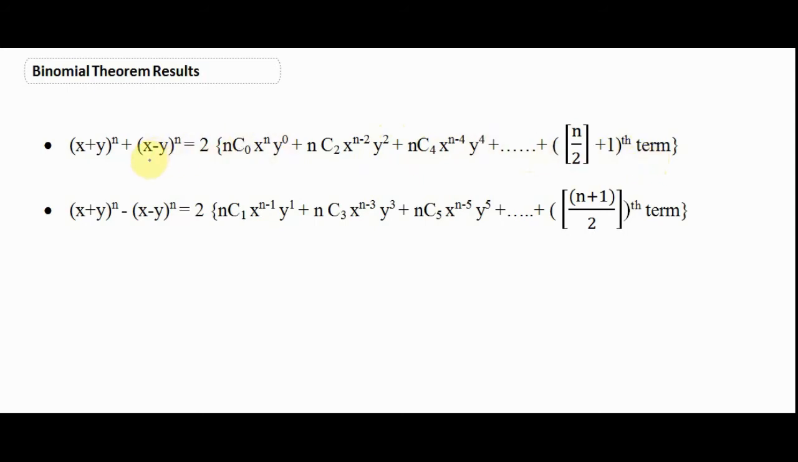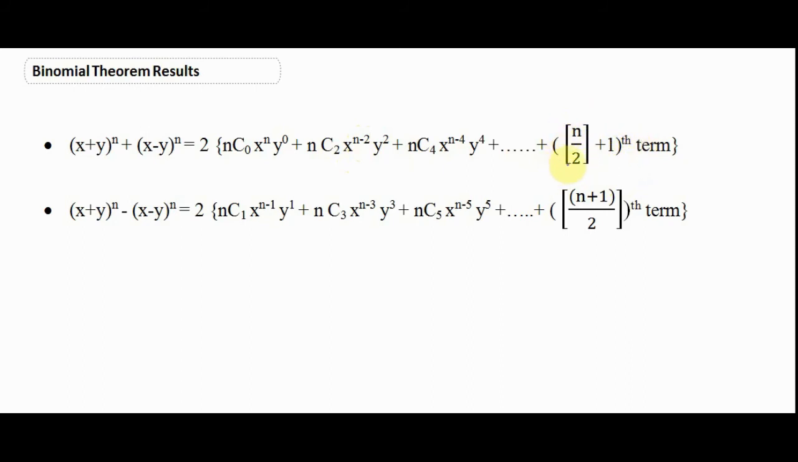So the peculiarity here is that you may see that all r values are even numbers. Here we have 0, here we have 2, here we have 4, these are even numbers. So when plus comes here we have even numbers, so it is 2 into nc naught x raised to n y raised to 0 plus nc2 x raised to n minus 2 y raised to 2 plus etc. And the number of terms in this expansion will be n by 2 plus 1.